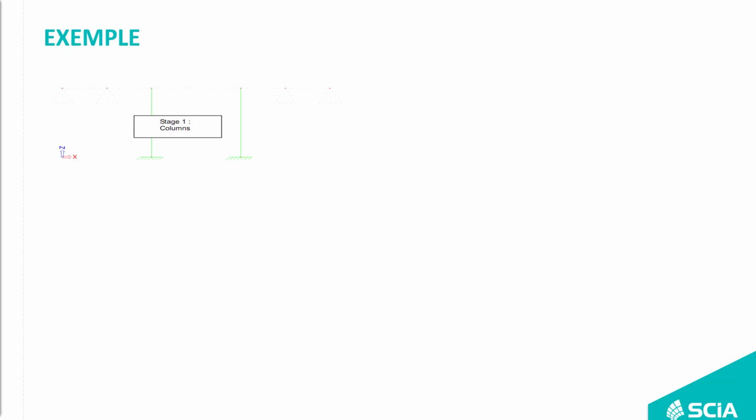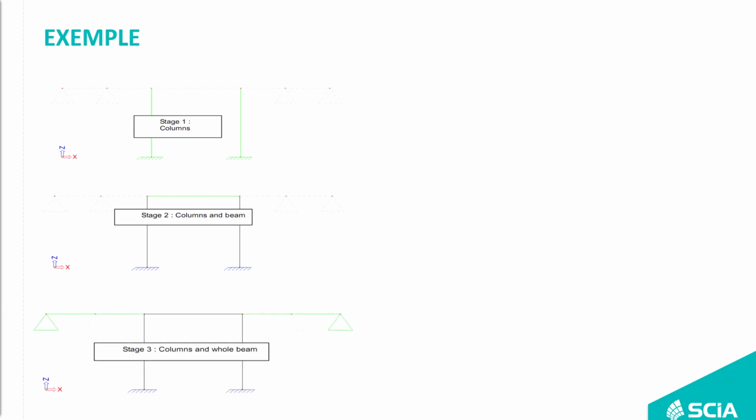Successively, for stage 2, we add a beam between the two columns. You see, we start to build the model. You can see a part in gray, that is a part that is not yet in the model because we didn't arrive yet at that stage. In stage 3, I will add other beams, so to build the whole horizontal part of the bridge, and I will add two supports at the extremity.